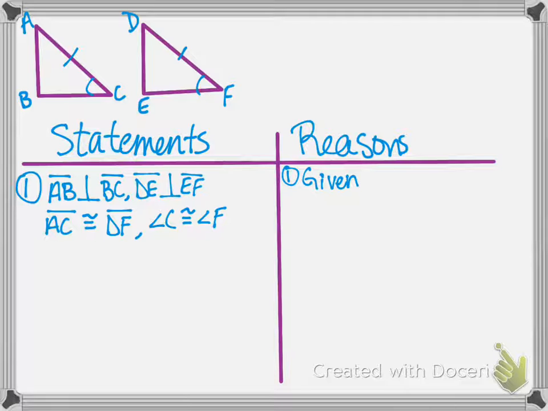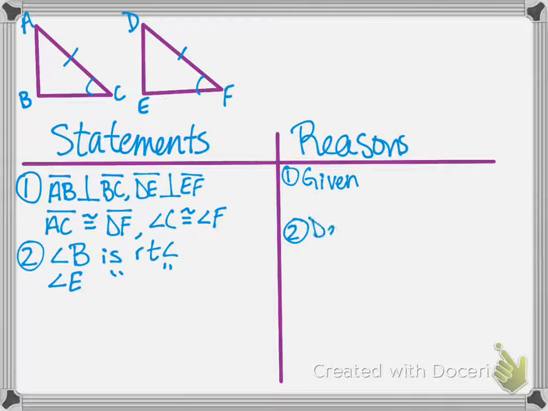What do those perpendicular lines tell us? Which angles are right angles? Good. Angle B is a right angle. Might as well also say angle E is a right angle. Our reason for both of those would be, good, definition of perpendicular lines. Perpendicular lines give us right angles.